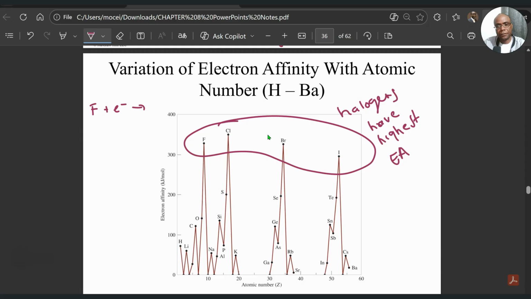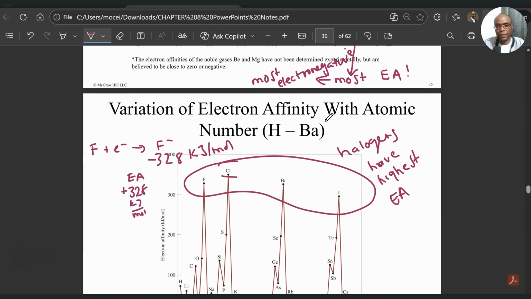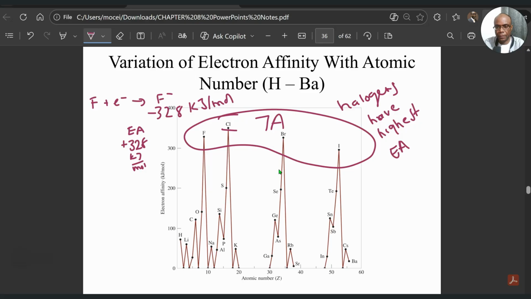Fluorine gaining an electron to give you fluoride loses an equivalent amount of 328 kilojoules per mole, and the EA is the positive of that value, so it is positive 328 kilojoules per mole. Chlorine is slightly higher, as we've seen here, 349 than fluorine. But generally, halogens, main group 7A elements, are winning with values of electron affinity.